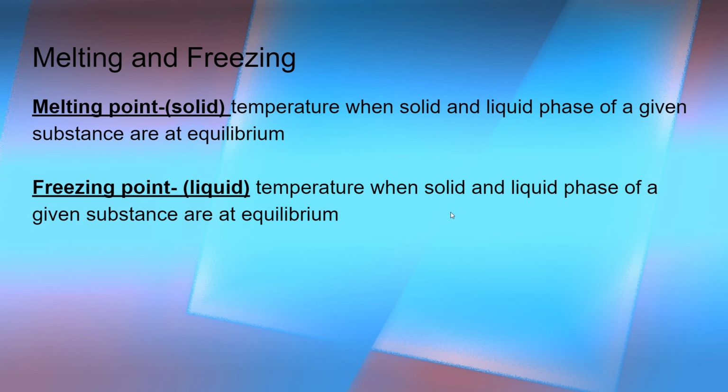Freezing point we use when we're talking about liquids, and this is the temperature when a solid and liquid phase are at equilibrium. So if I took a glass of water and put it in the freezer, once that water starts to freeze and become solid, you're going to notice that the temperature is not going to change, even though we have liquid and solid in there. The temperature will not change until all of the liquid has entered the solid phase, and then you will see the temperature continue to drop in that system.